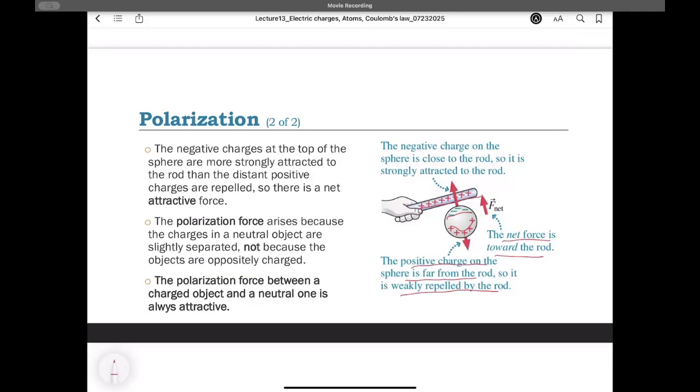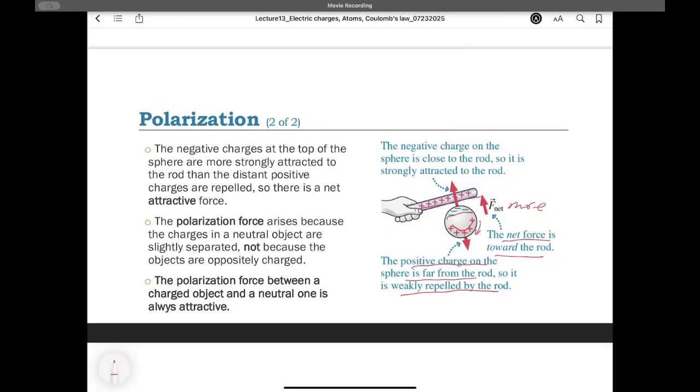The polarization force arises because the charges in a neutral object are slightly separated, not because the object has more negative charge or more positive charge. It's just that the positive charge is far from this side. Does that make sense to you? The polarization force between a charged object and a neutral one is always attractive. Does it make sense to you?